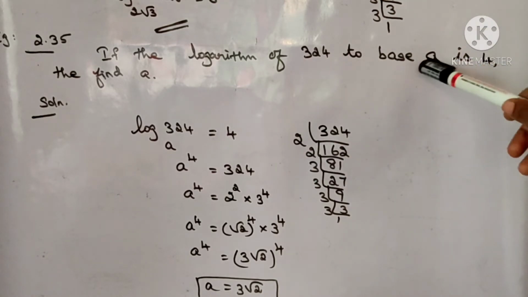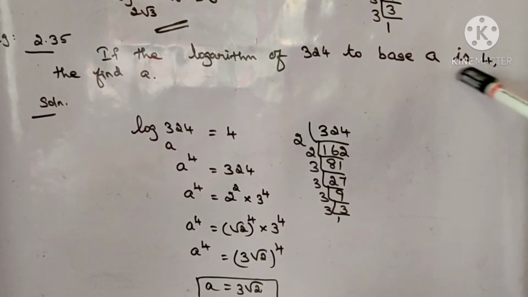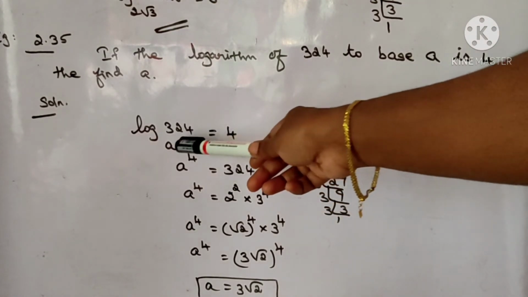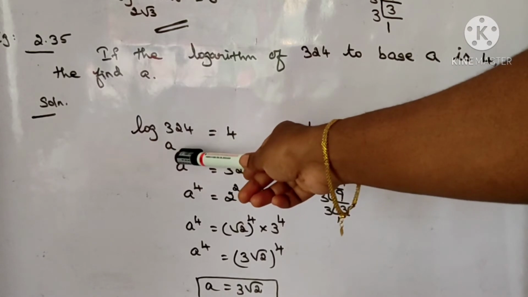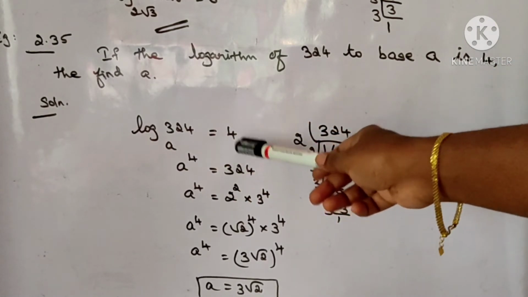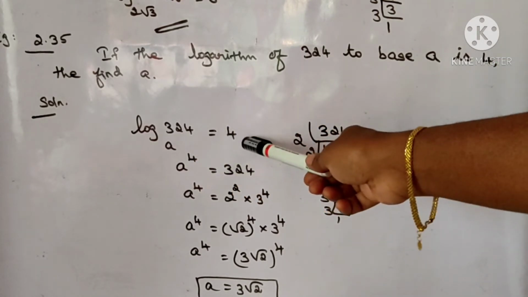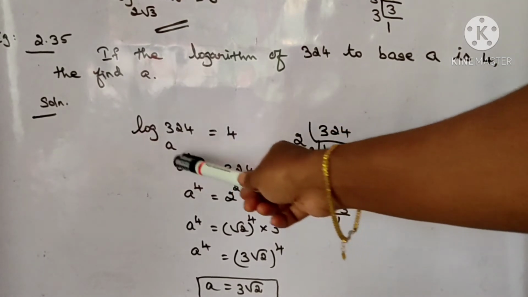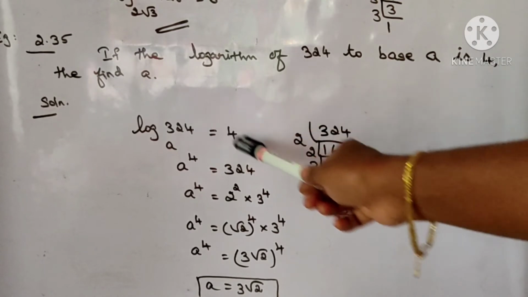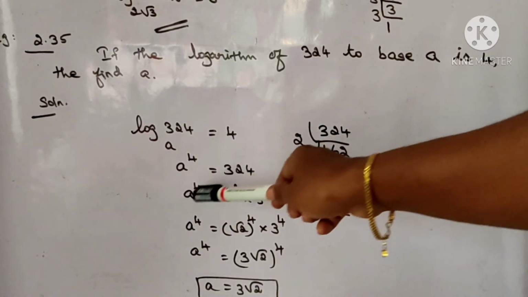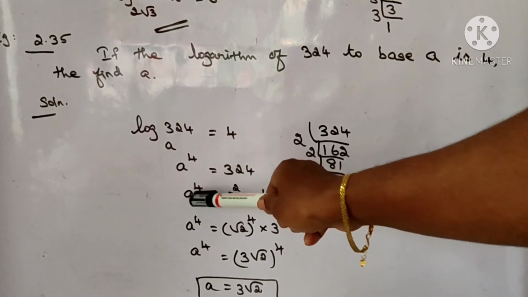If log 324 to the base a is equal to 4, then find the value of a. So the given value is log 324 to the base a is equal to 4. So we apply the same result, a and 4 we can use on the left side. So a power 4 is equal to 324.